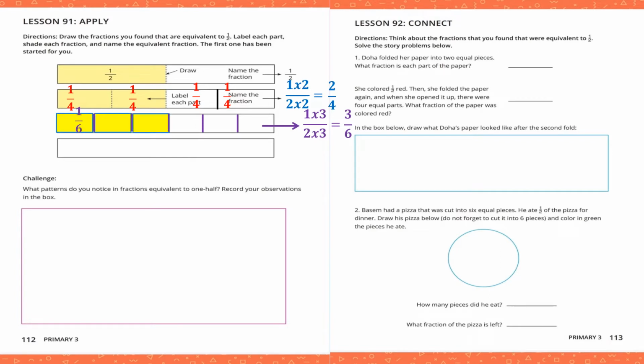Another fraction, I can multiply the numerator and the denominator by 4. 1 times 4 equals 4, 2 times 4 equals 8. So I divide the bar into 8 equal parts, and each part is called 1 over 8, and we will color 4 parts. So 1 over 2 equals 2 over 4 equals 3 over 6 equals 4 over 8. All of these fractions are equivalent to 1/2.